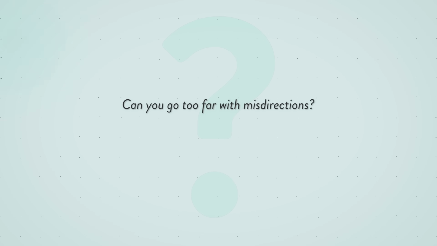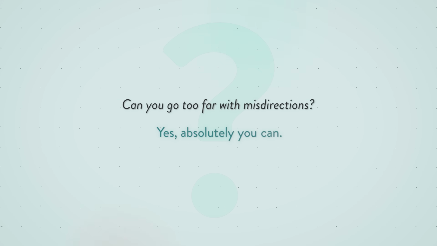Now, can you go too far with misdirections? Yes, absolutely you can. The trouble with too many misdirections is that it ends up muddling up the storyline, and suddenly now your reader is confused rather than trying to decide between who the potential guilty party is. Okay, so we have 3 more points, and this 11th one is a doozy.